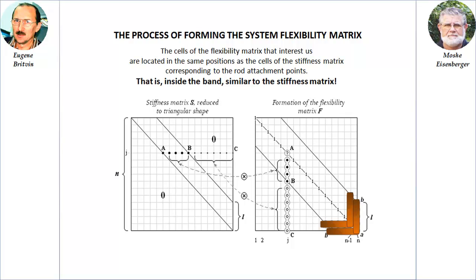After the band of the flexibility matrix of the system F has been formed, we follow the procedure described above. For each rod, we pull out the cells corresponding to the rod attachment points from the flexibility matrix and form a truncated flexibility matrix of the rod attachment. This is a relatively small matrix. In the case of a spatial system, this is a 12 by 12 matrix. We calculate its inverse matrix, the stiffness matrix of the system reduced to the nodes of the tested rod.